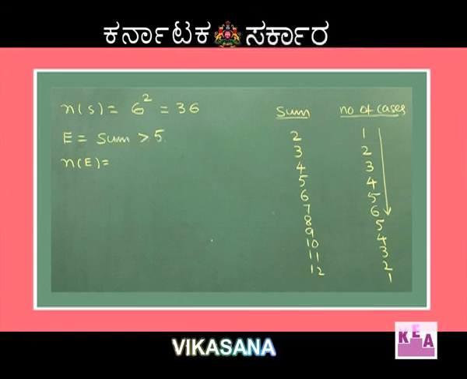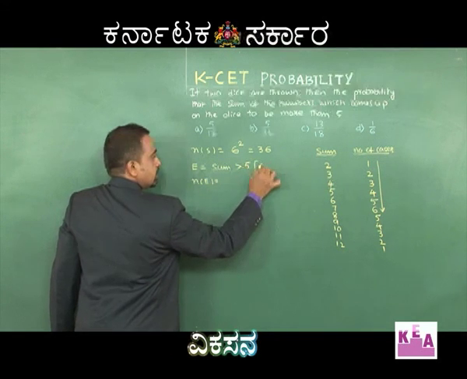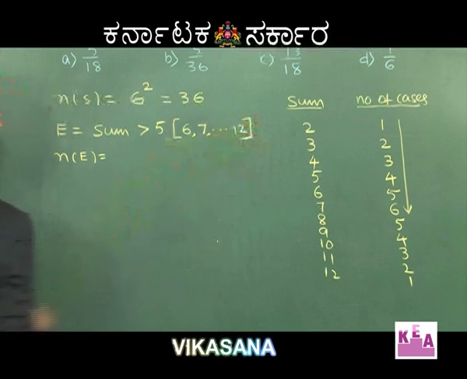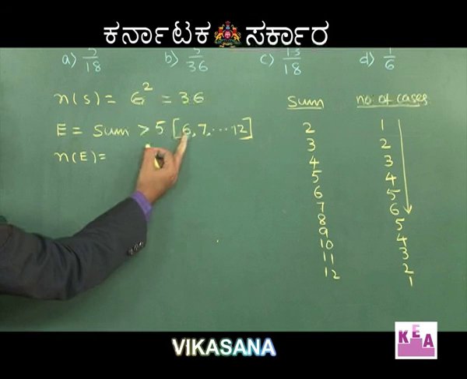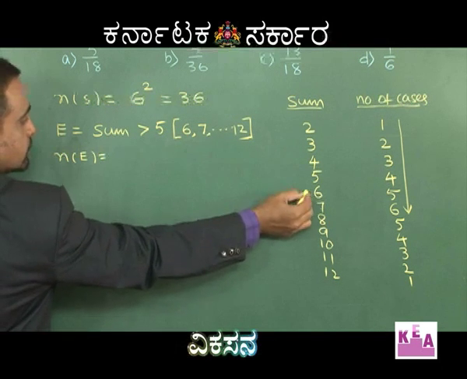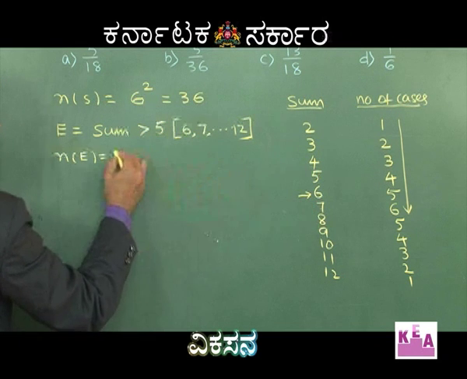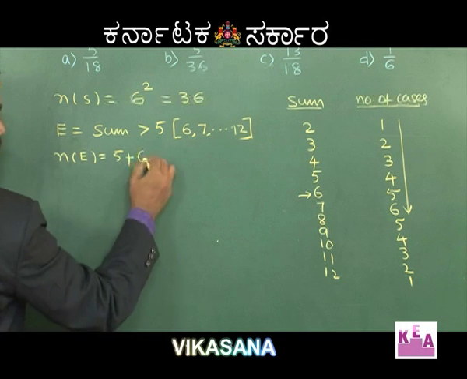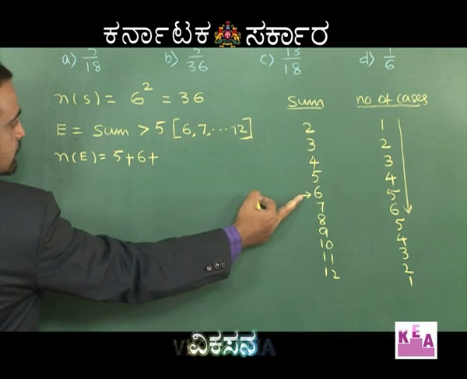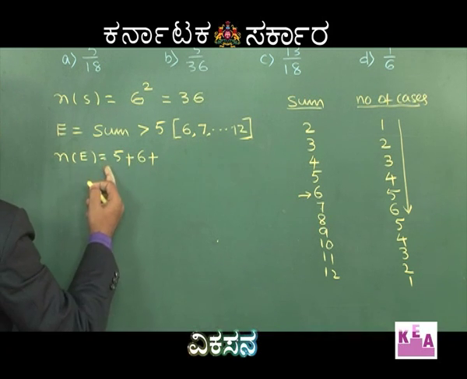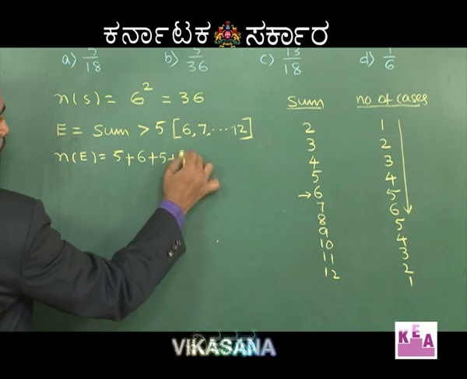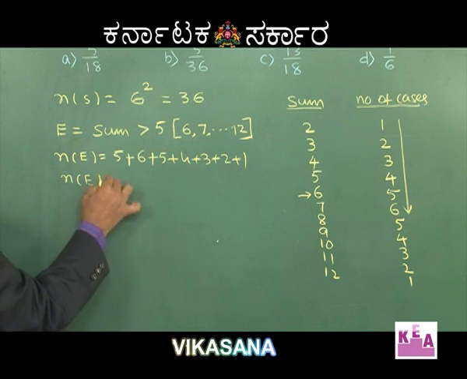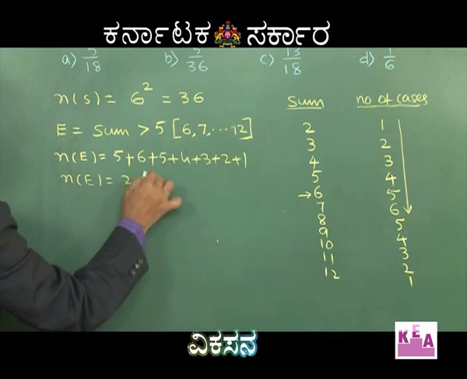Sum is greater than 5 means that the sum can be either 6 or 7 and so on up to 12. How many such cases will be there? Sum is 6, such cases will be 5. Sum is 7, such cases will be 6. And so on up to sum 12. So we will have 5 plus 6 plus 5 plus 4 plus 3 plus 2 plus 1. This is n(E), equal to the sum of all these cases, 26.